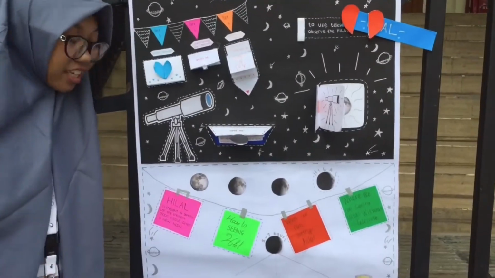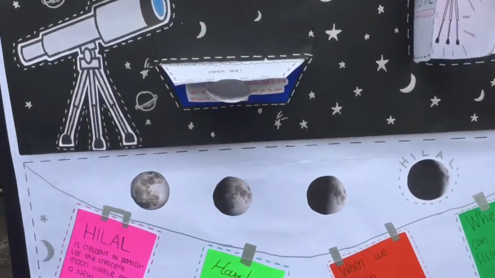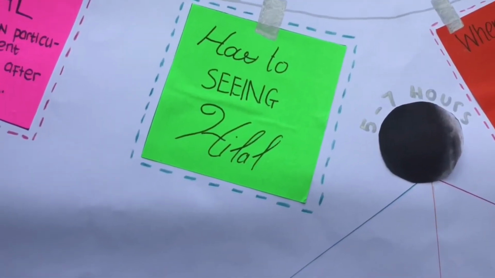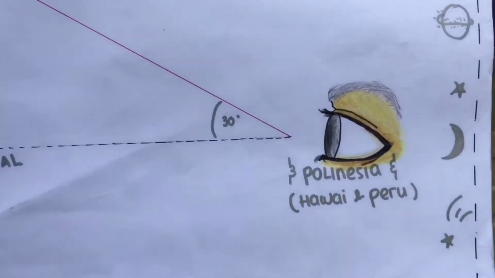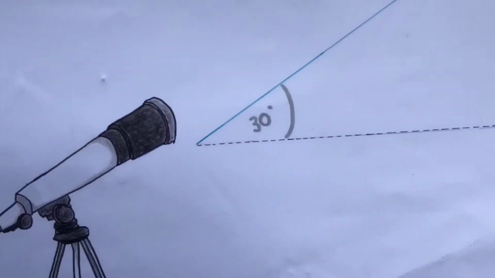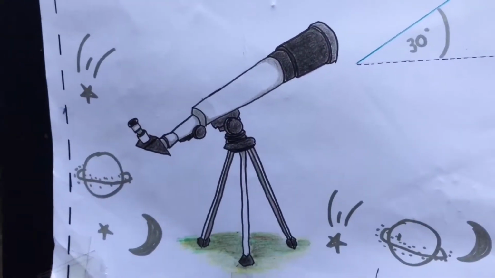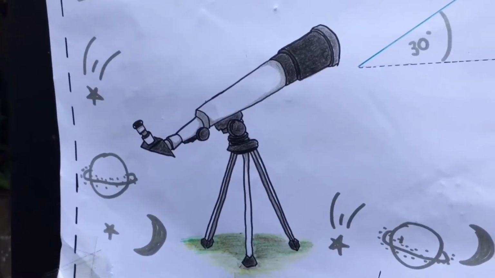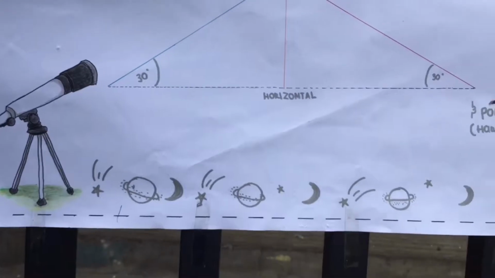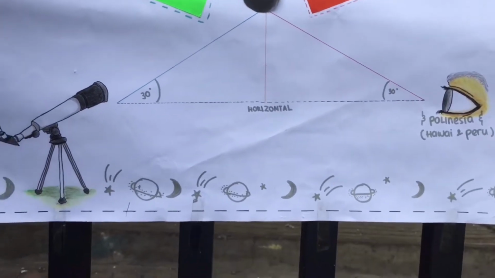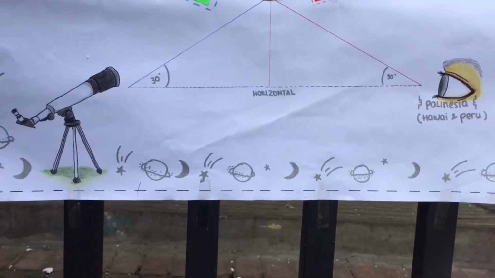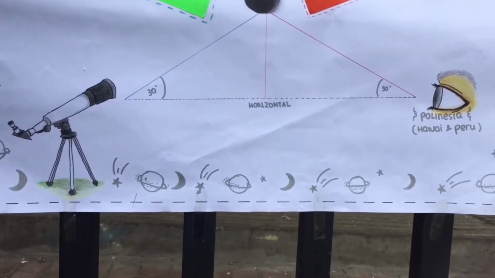How to see Hilal? Seeing with naked eye or use telescope. We can see with naked eye, but only in specific countries, especially Polynesia, Hawaii, and Peru. High place will make it easier for us to see the new moon. Night conditions and sunny weather will also facilitate your observation.